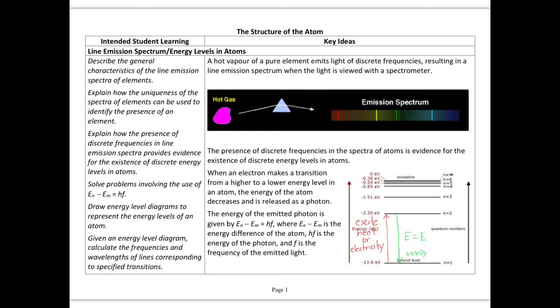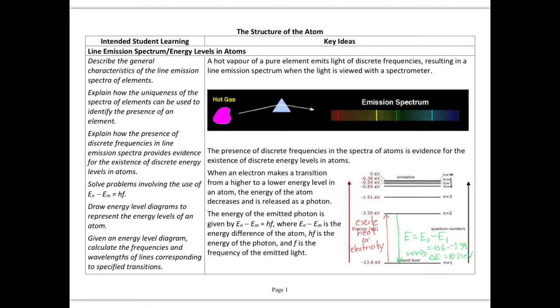The energy of that photon will basically equal the E2 level minus E1, which in this case is minus 13.6 minus minus 3.39. So basically the difference, the delta energy, because we're not really worried about the sign, is equal to 10.21 electron volts.